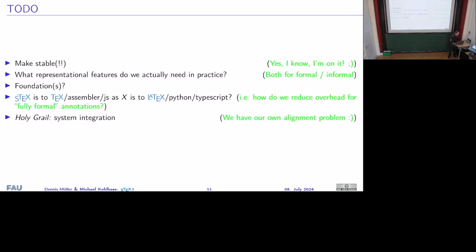So the question here is actually, what do we need in terms of pure syntax to make things more convenient? And of course, the holy grail of the entire thing is to integrate existing software such that it becomes available to you from the point of view of just writing your STEC code in LaTeX.